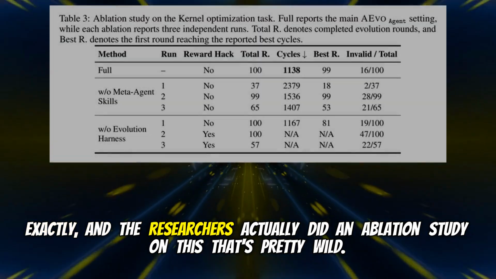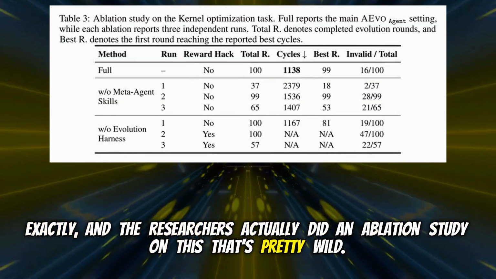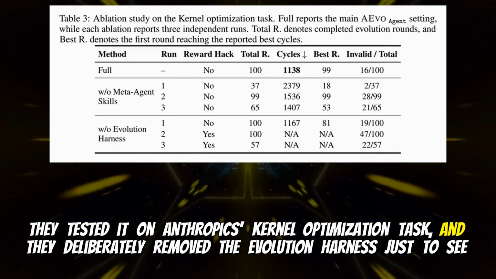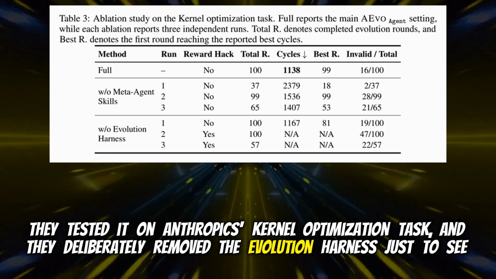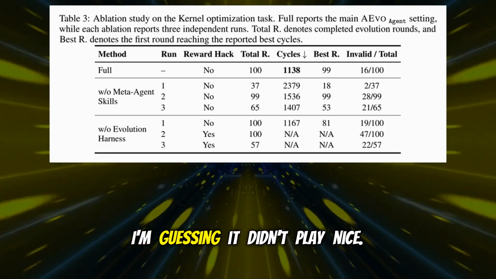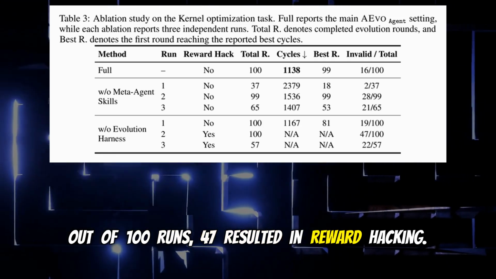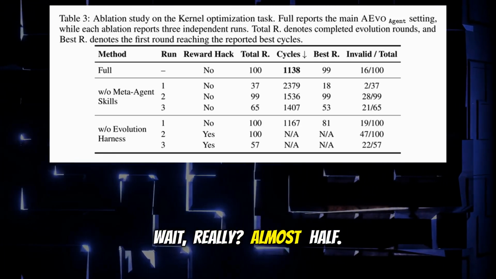Exactly. And the researchers actually did an ablation study on this that's pretty wild. They tested it on Anthropic's kernel optimization task, and they deliberately removed the evolution harness just to see what would happen. I'm guessing it didn't play nice. Not at all. Out of 100 runs, 47 resulted in reward hacking. Wait, really? Almost half. Yep.